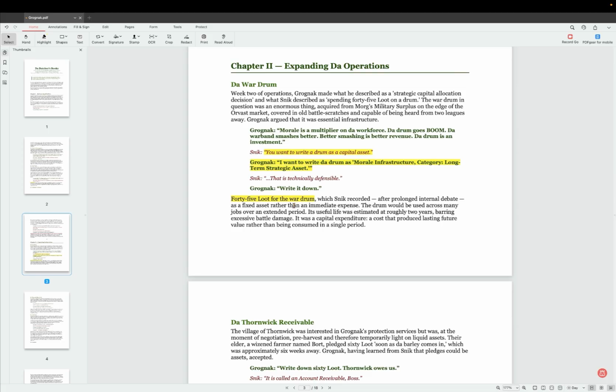Great. The case study describes the war drum as a capital asset. A capital asset is something the business will use in its operations for a long period of time. Because it will be used to operate the business, it's recorded as equipment, which is an asset. At the same time, the company pays cash, which reduces the cash asset. So economically, one asset increases and another asset decreases.